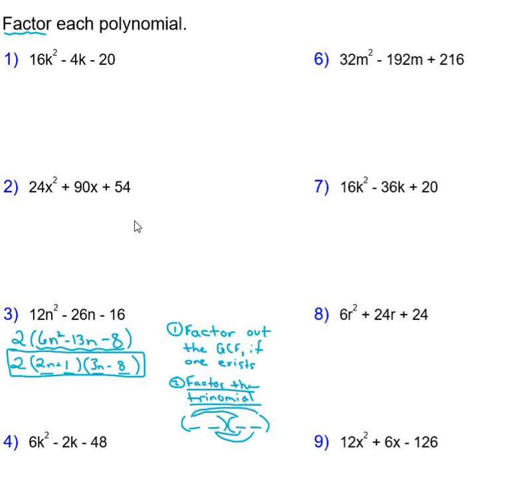So the greatest common factor is the number that all three terms are divisible by. To be divisible by means when you divide it by that value, you get a whole number. So what are 16, 4, and 20 all divisible by? Well, 4 is the largest number that they're all divisible by.